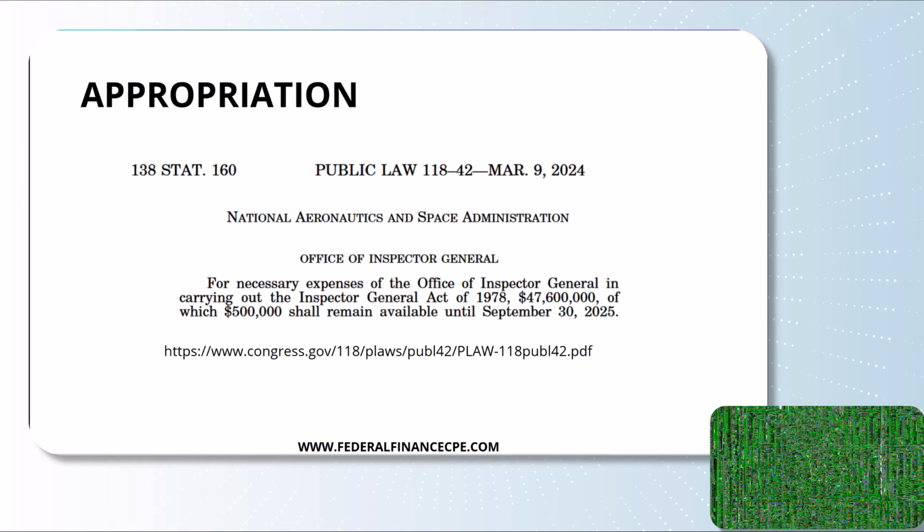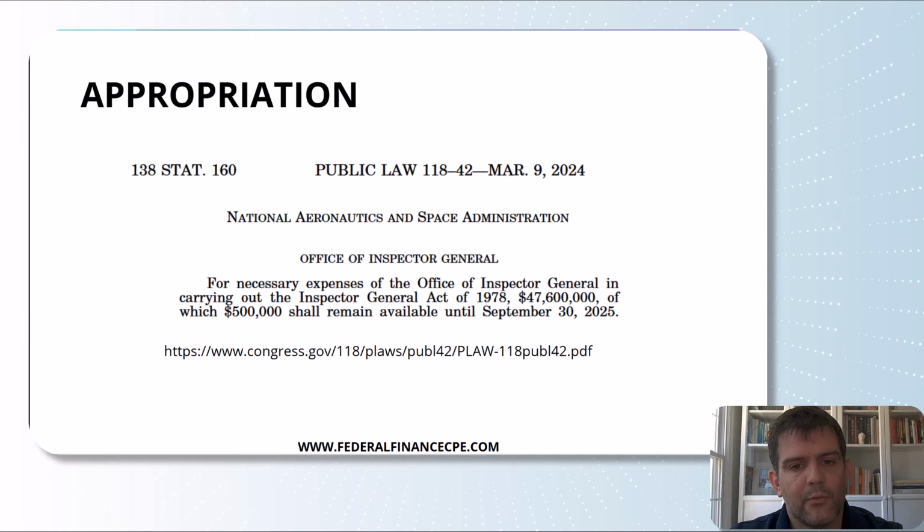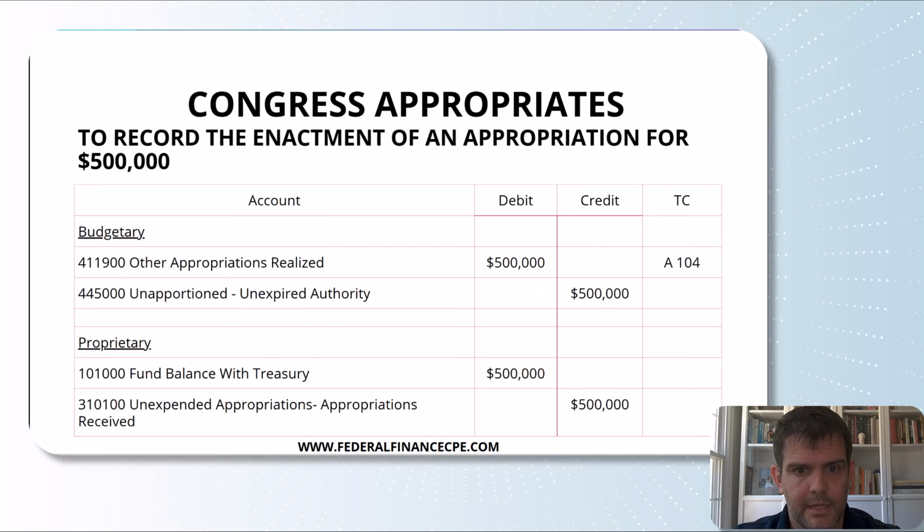Seen it before, right? So we have our $47 million that was given to us, but that $500K remained open until September 30th, 2025. Remember, this is for FY24. So that $500K is 2-year money. So now let's record that appropriation. Now Congress appropriates that $500K for those 2 years.